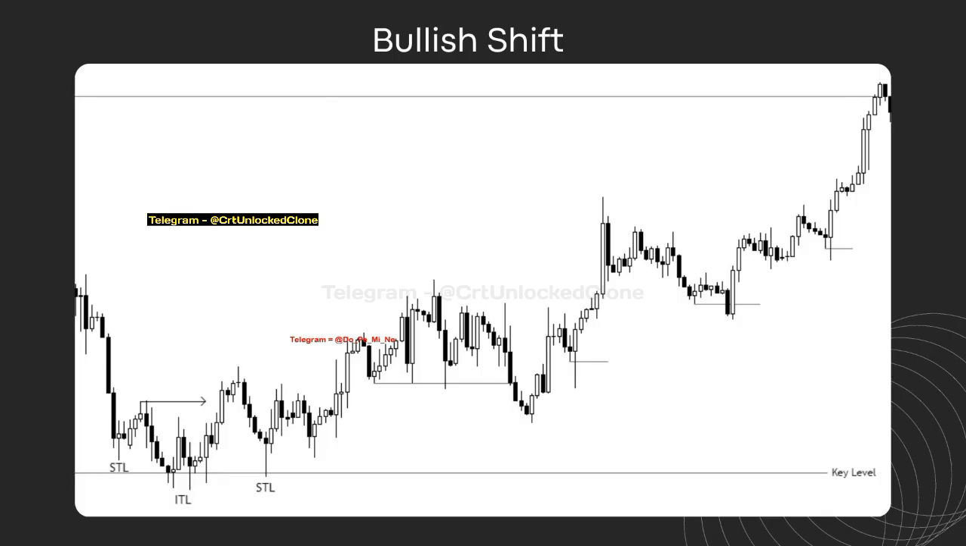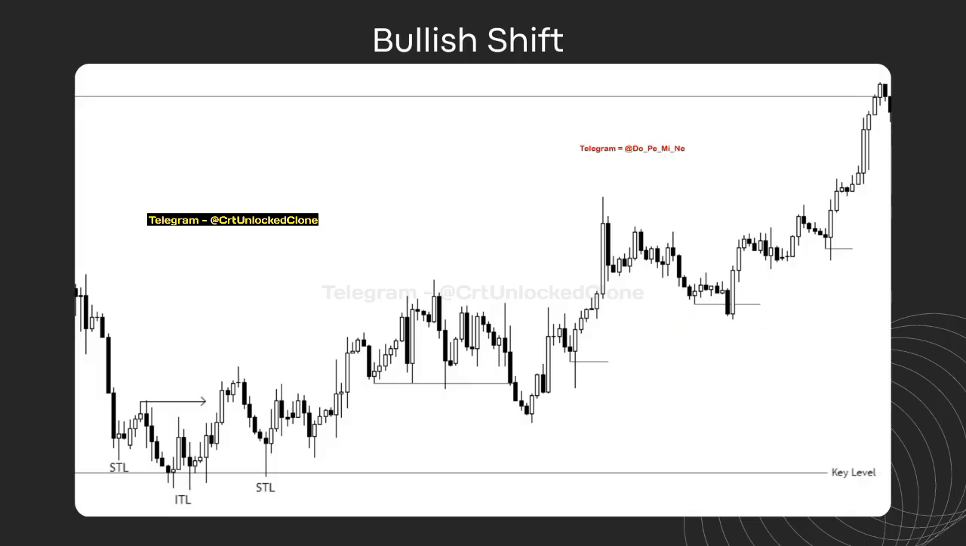Here is another example of a bullish structural shift, right? This high broke this low and tested a key level. So you can see this high follows the two criteria for a bullish structural shift. First of all, it broke below this low, but not only that, it also tested a key level. So that means this high is significant. And when price closes above this high, the structure will be changed to bullish and we will start an uptrend.